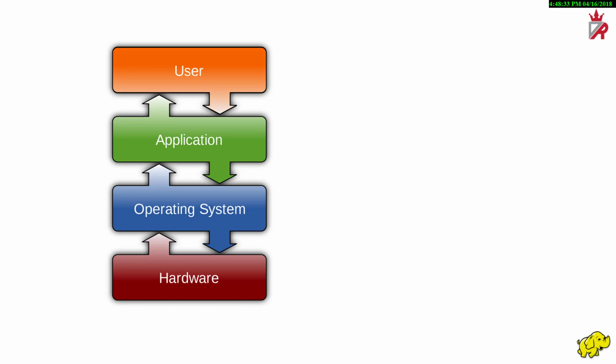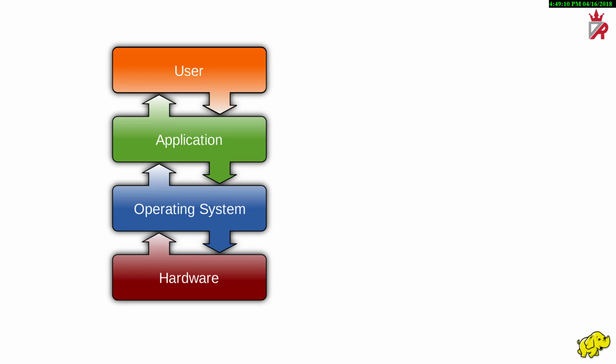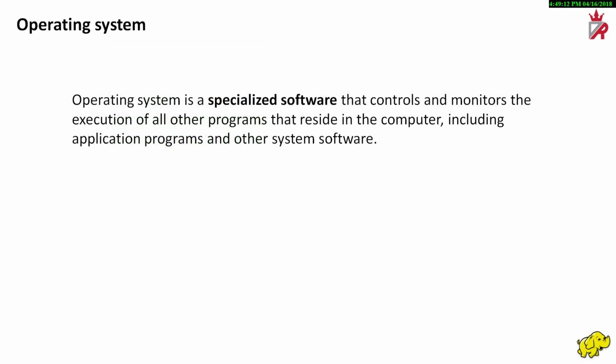For a user who just wants to play a video file using a media player, it might look very simple because the moment we click on the file, it just starts playing. But there are a lot of series of events and programs and system calls that run in the background which are triggered by our single click. Operating system takes care of all these things in the background. In simple words, operating system is a specialized software that controls and monitors the execution of all other programs that reside in the computer, including application programs and other system software.